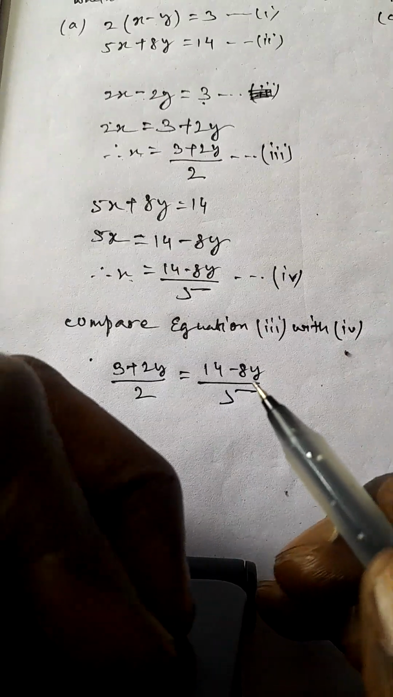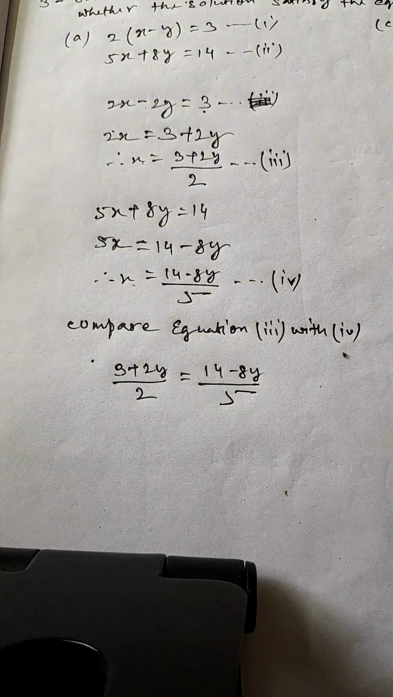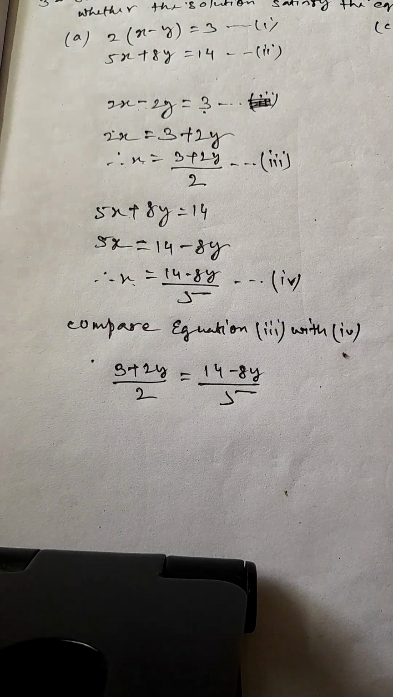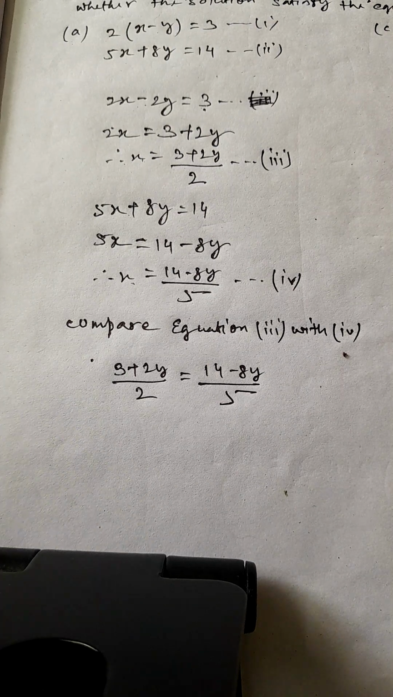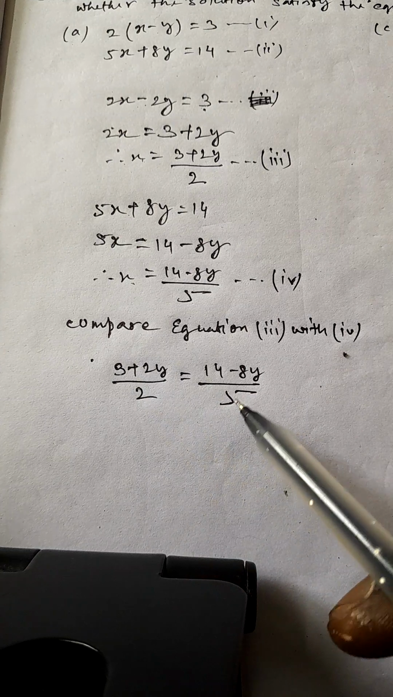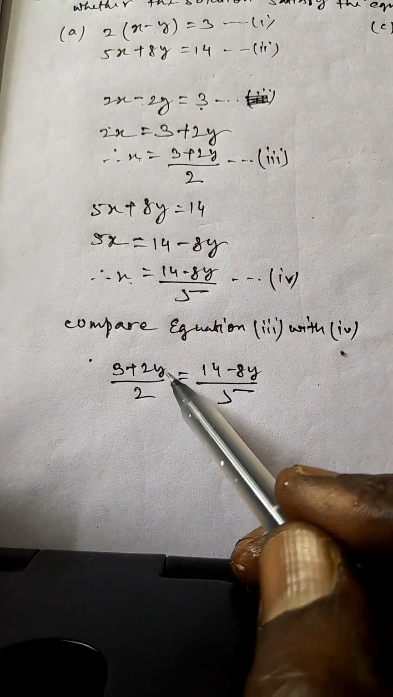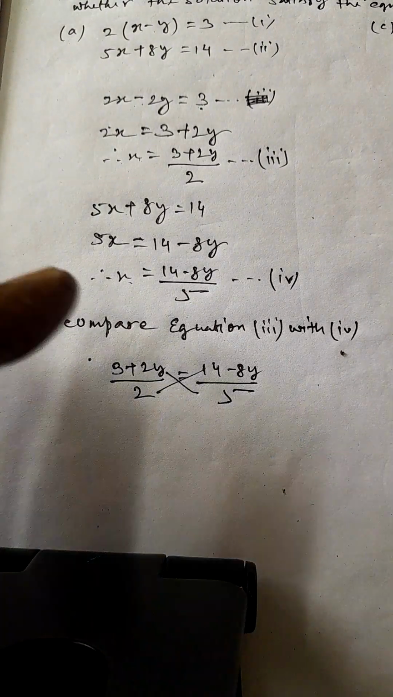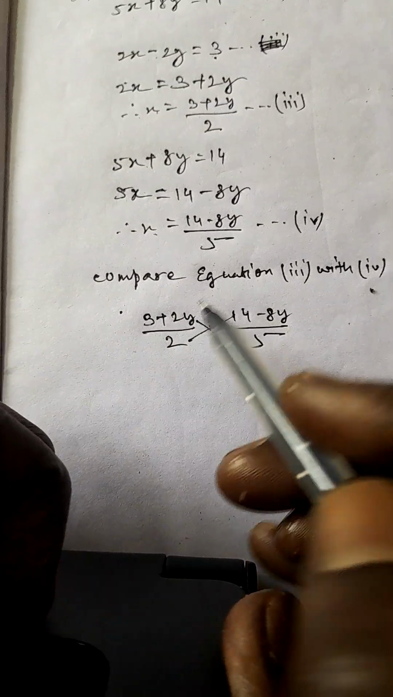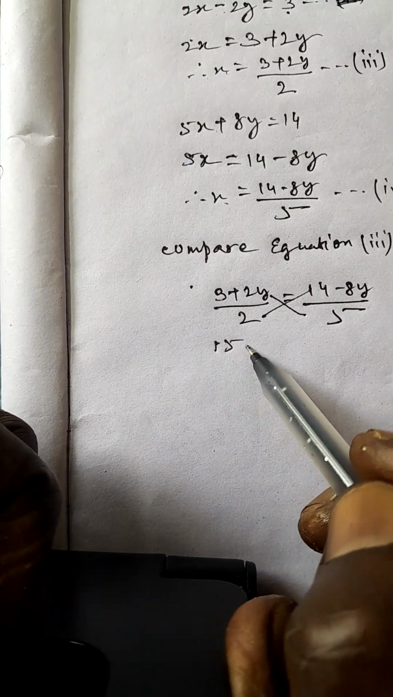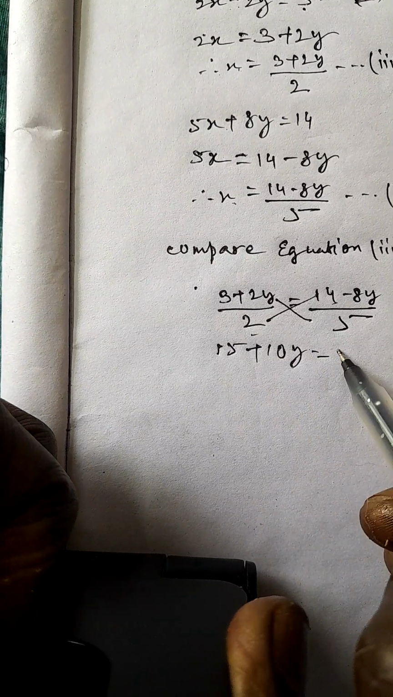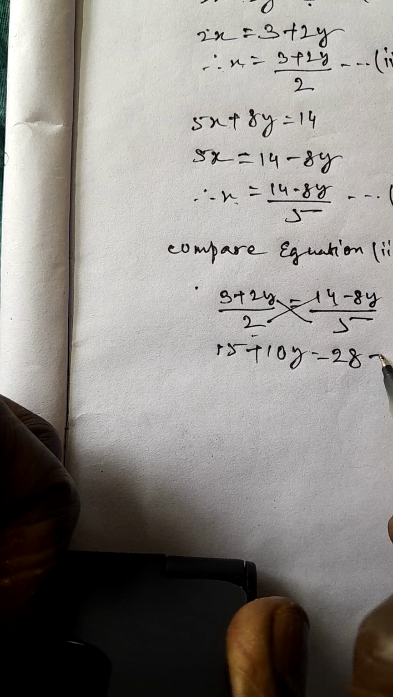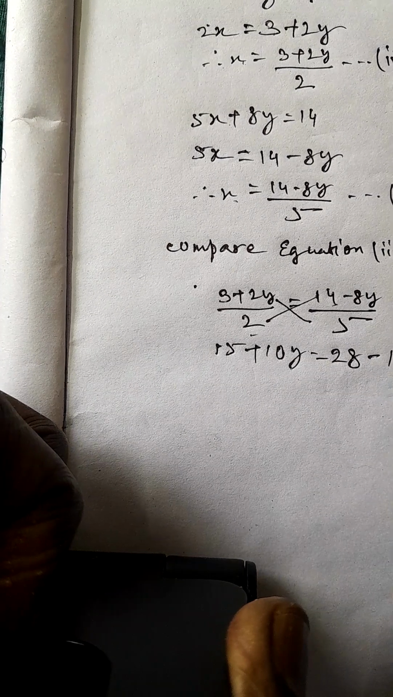Now by comparing, we have to cross multiply these values. Cross multiply: 5 into 3 means multiply this with this, so 5 threes are 15, 5 twos are 10y. Now multiply this with this: 2 fourteens are 28, 2 into 8, 2 eights are 16y.